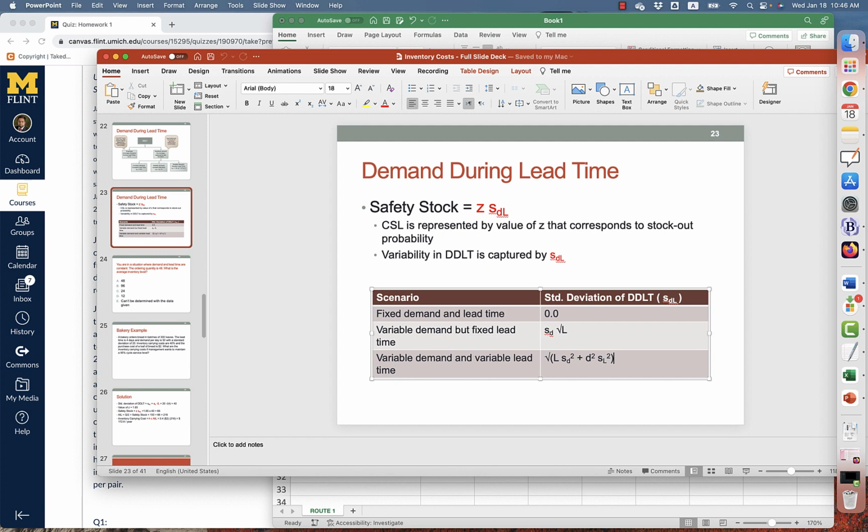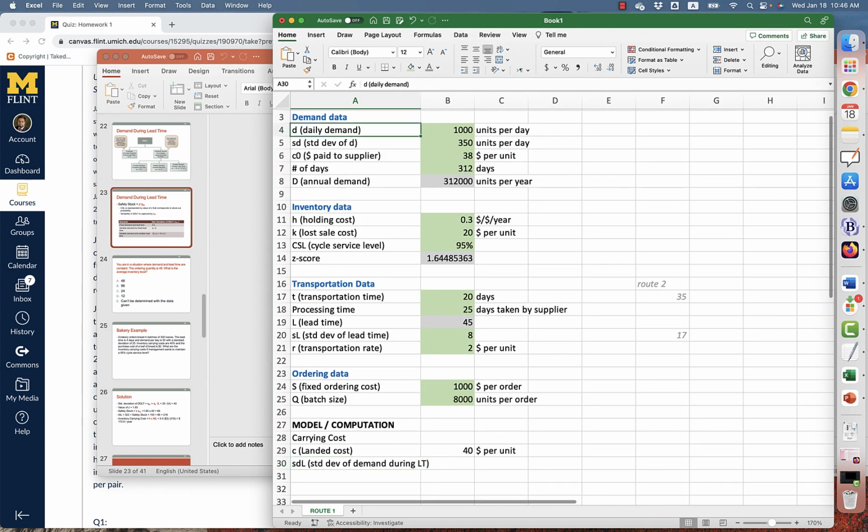So we have this case. How do we know? Well, we know that our demand has a non-zero standard deviation, 350. So demand is definitely variable. It's not always 1,000 per day. It varies. And if I look at lead time, I know that the lead time has a standard deviation. Why? Because transportation time is not fixed. It varies. It's on average 20 days. The processing time is fixed, but the lead time has two components, processing time and transportation time. If any of the two components is variable, the lead time will be variable, because that variable component will make the lead time variable. So our lead time has a standard deviation of 8.